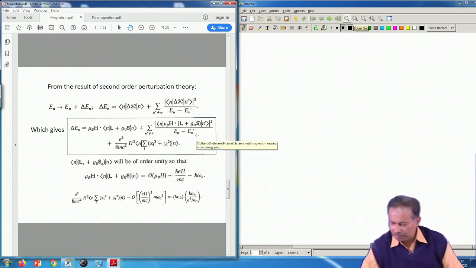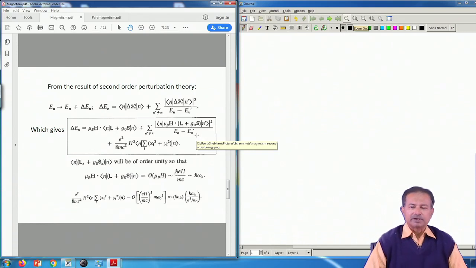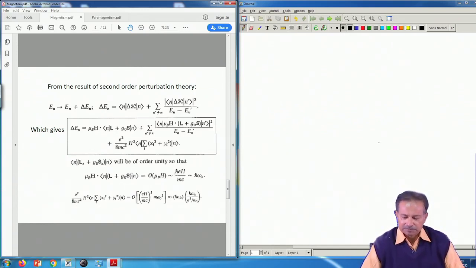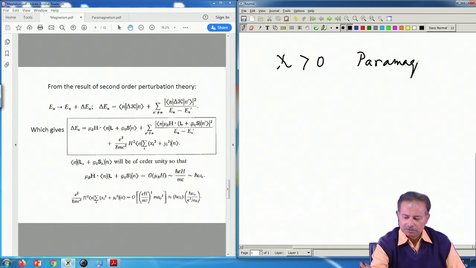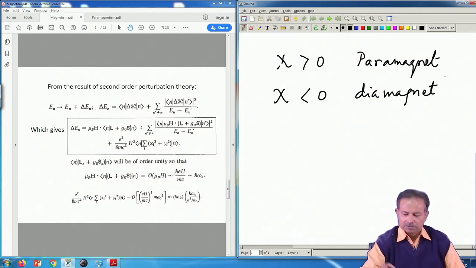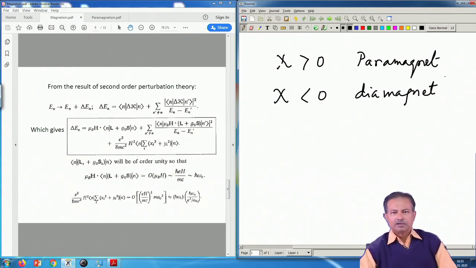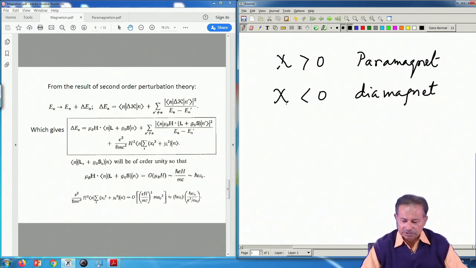Now, if you remember your school days magnetism, if the susceptibility chi is positive, then we call it a paramagnet, and if chi is negative, we call it a diamagnet. See, the diamagnetic materials, as we learned in school, move away from the magnetic field and so forth. So, that is basically reflected in the fact that the susceptibility, a response, is actually negative.